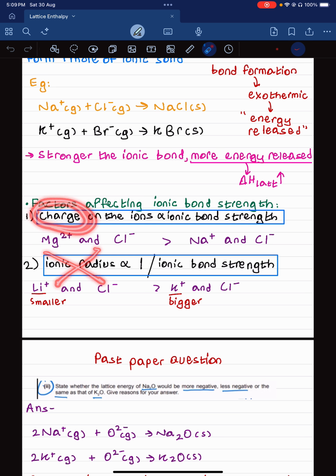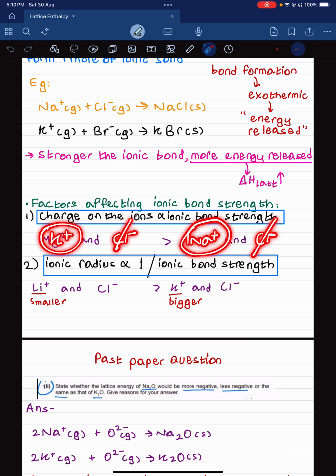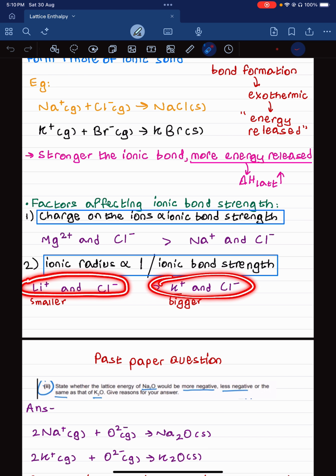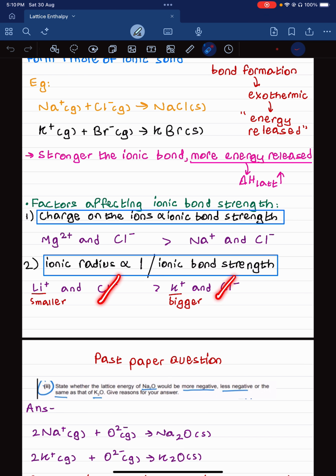If the charge is the same, for example, if I had K plus here and Cl minus, and then Na plus here and Cl minus. Now Cl minus gets cut. Na plus and K plus have the same charge. So now this factor is not relevant. Then I move on to this factor. And this is almost the same example given here. If I have Li plus and Cl minus and K plus and Cl minus, this gets cut. Both of the cations have the same charge. Now I look at the size of the ion.